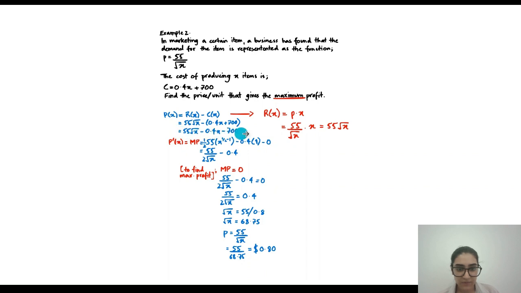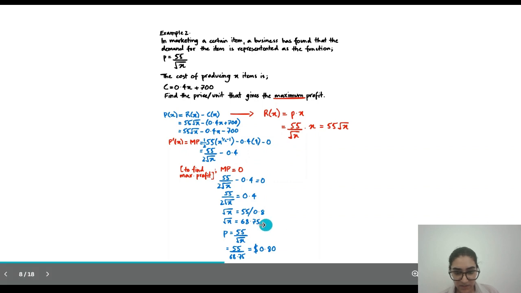This is our profit equation. To find the maximum profit, we have to find the marginal profit, which is differentiating the profit function. Differentiating it gives us 55 over 200x minus 0.4. To find the maximum profit, we equate the marginal profit to 0, and this gives us the square root of 68.75.